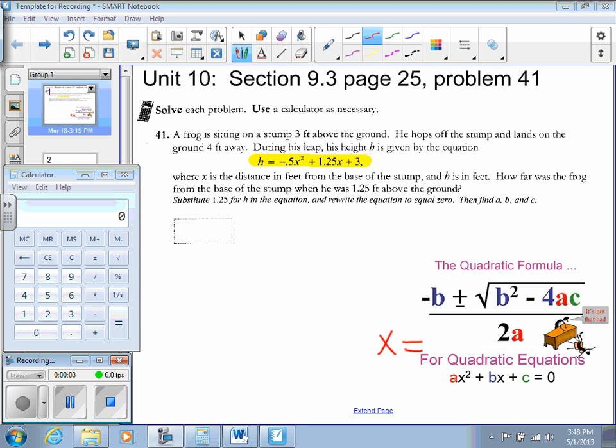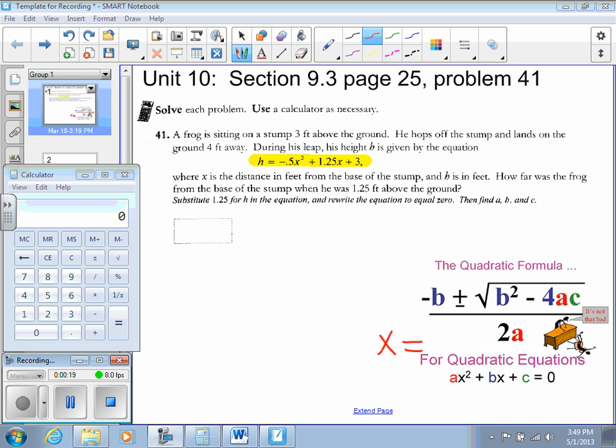Okay, a frog is sitting on a stump 3 feet above the ground. He hops off the stump and lands on the ground 4 feet away. During his leap, his height, h, is given by the equation, and they give us the equation. I've highlighted that. That's the equation we're going to use.